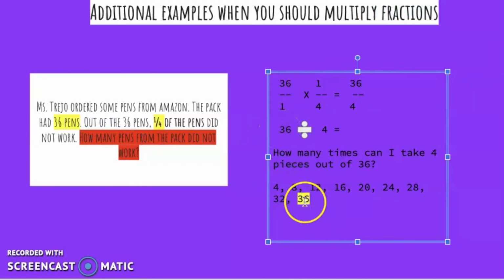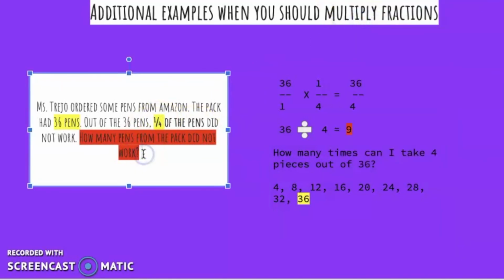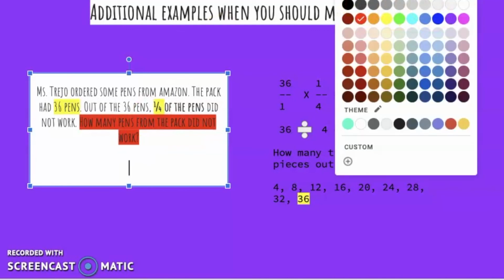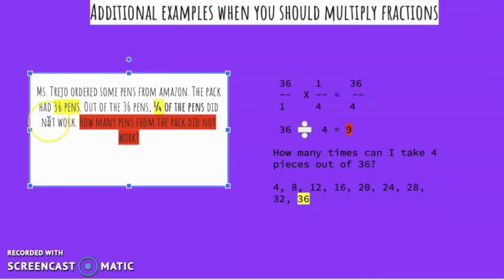So now what I'm going to do is count how many times I skip count or have to multiply in order to get to 36. So 1, 2, 3, 4, 5, 6, 7, 8, 9. So my answer is 9, guys. So now I'm going to come here. How many pens from the pack did not work? So there were 9 pens in the pack that did not work.